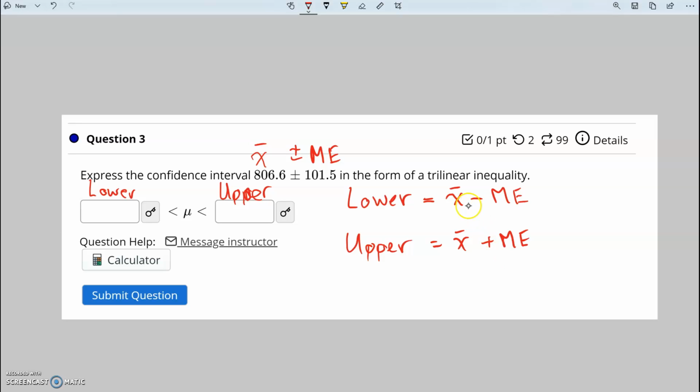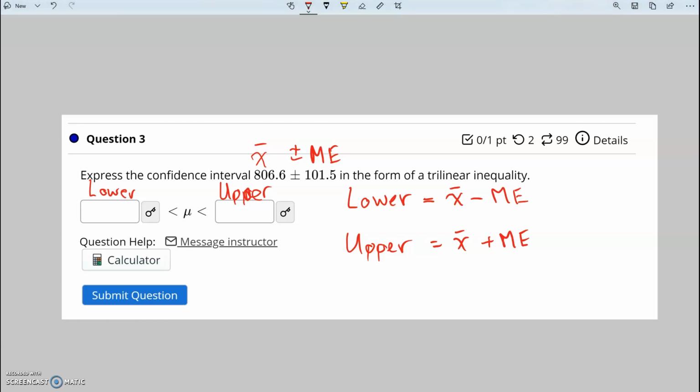Okay, so let's try this one. Oh, and by the way, the fancy words here, trilinear inequality. Isn't that fancy? But tri just means 3, so trilinear means 3 terms. And inequality just means that they're not equal to each other. This number is less than the population mean, which is less than the upper number.